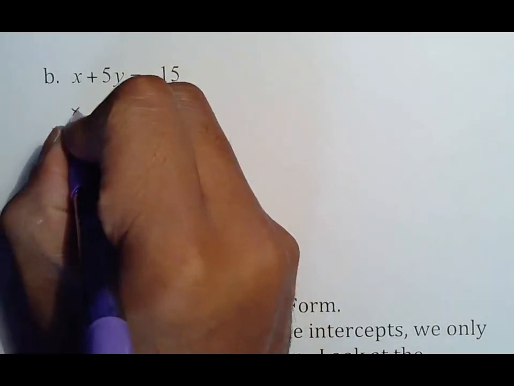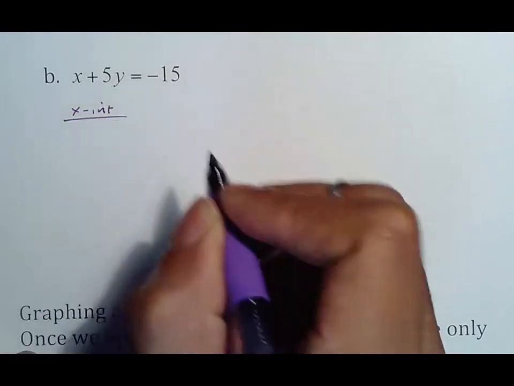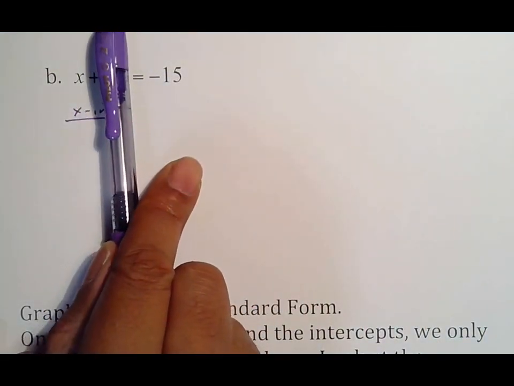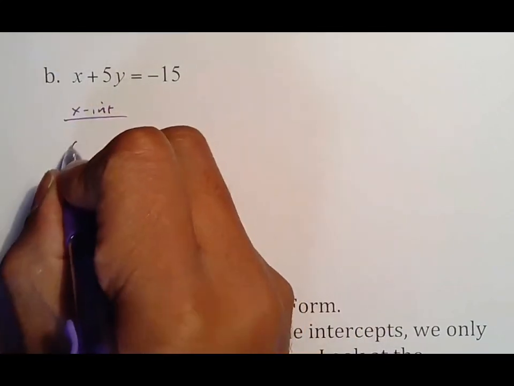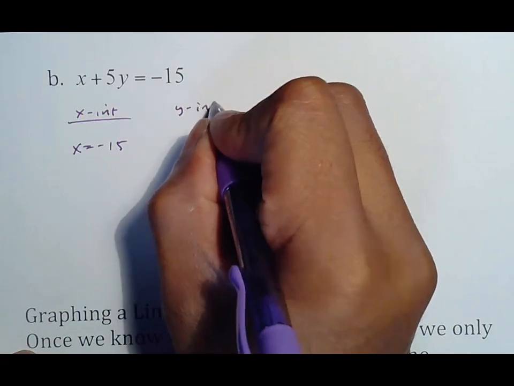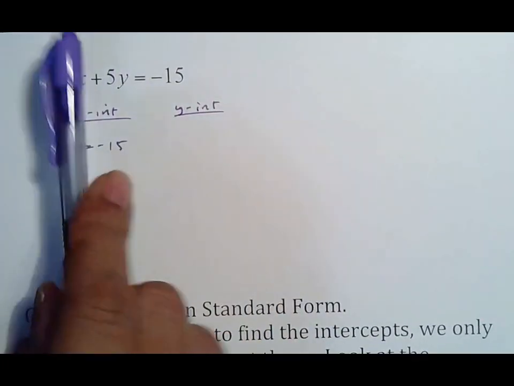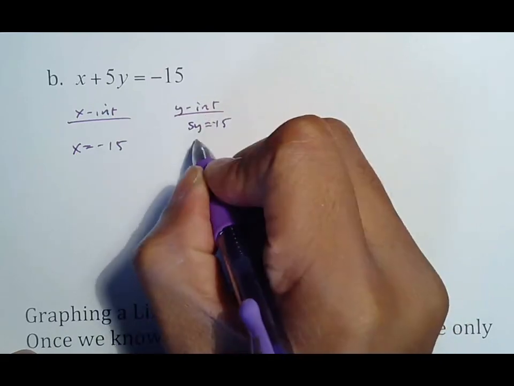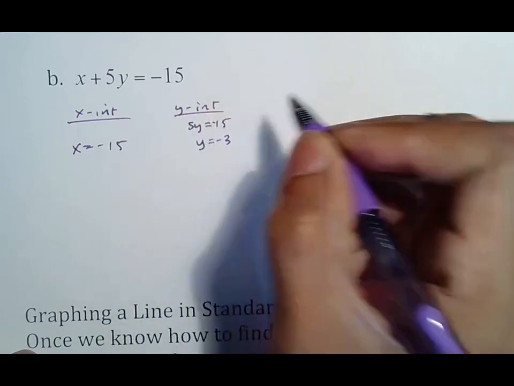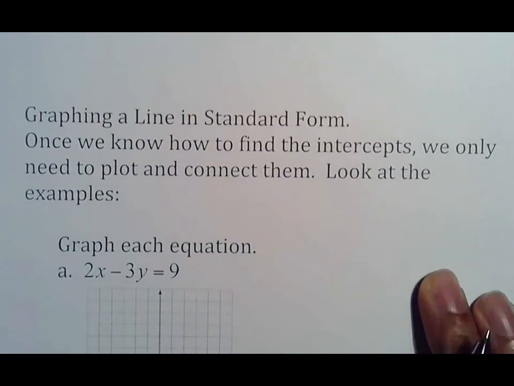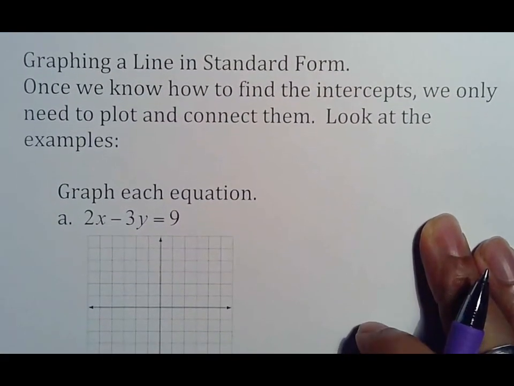Again, on this one, your x-intercept, you would ignore the 5y, which leaves me with just x equals negative 15. For my y-intercept, I ignore the x, which leaves us with 5y equals negative 15. Therefore, y, if you divide, is equal to negative 3, and that would be it. So once we know how to find the intercepts, we just need to plot and connect them.